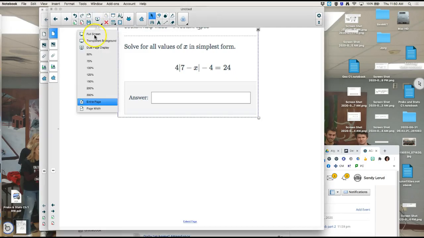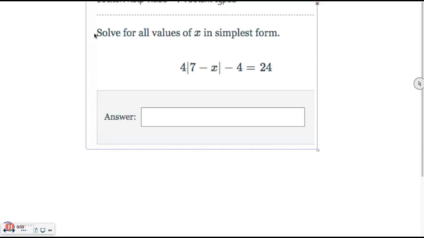So the first one is from yesterday's. If you finished yesterday's, that's great. Then I will help you with today's. But everybody had the same topic yesterday, and it was solving an absolute value equation.